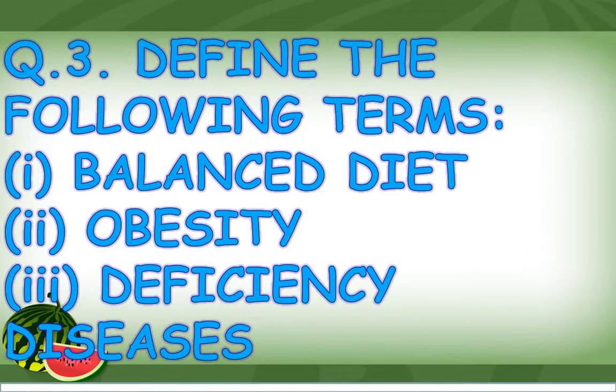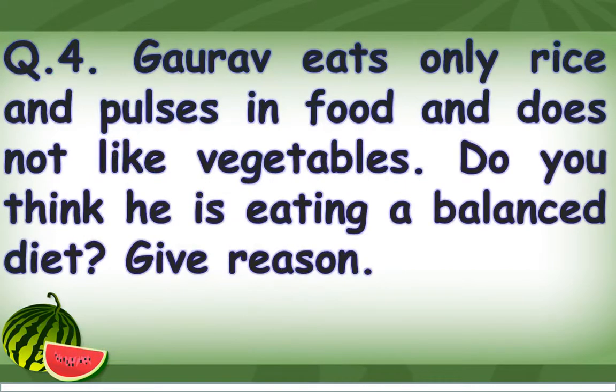Question number 3. Define the following terms. Part 1. Balanced diet. Part 2. Obesity. Part 3. Deficiency diseases. Question number 4. Gaurav eats only rice and pulses in food and does not like vegetables. Do you think he is eating a balanced diet? Give reason.